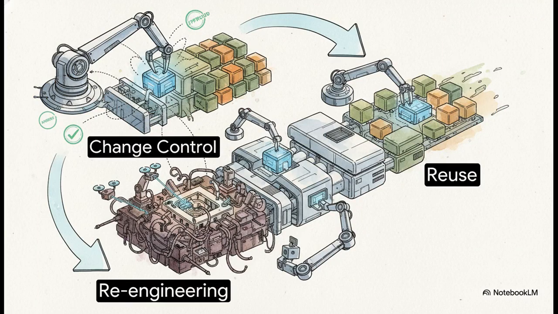So yeah, software lives on. It evolves through a formal process called change control to manage all the updates. It evolves through the reuse of old components to build new things faster. And sometimes, when the code gets really old and tangled, it goes through a complete overhaul, a renovation, if you will, called re-engineering to get it ready for the future.